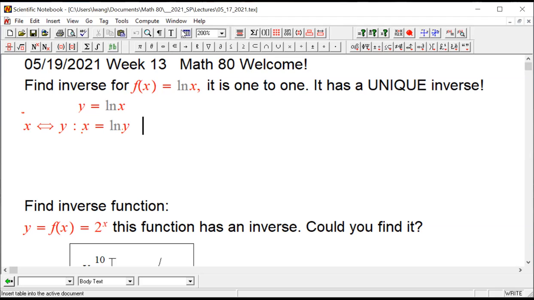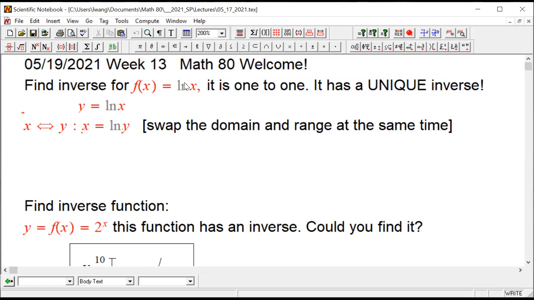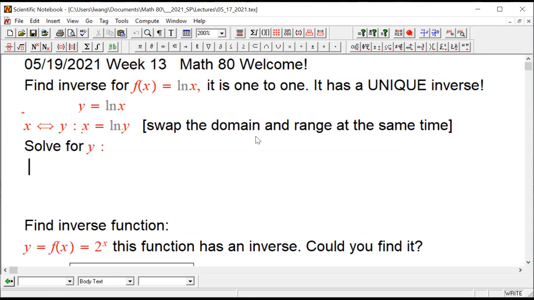Well, we saw that, that swapping of domain and range. Just to remind ourselves one more time, we swap the domain and range at the same time. And then we're going to solve for y. Solve for y, what do we get? Solving for y from here.